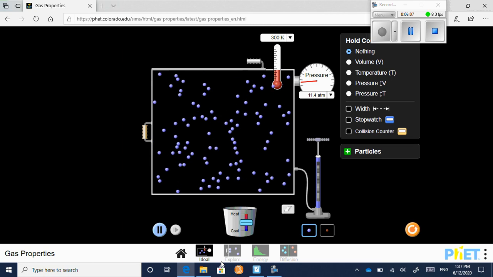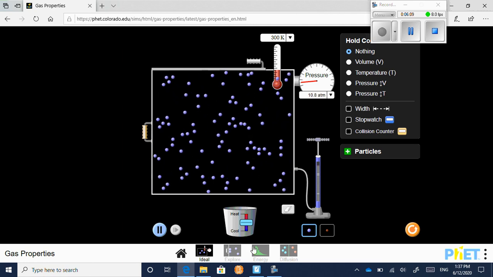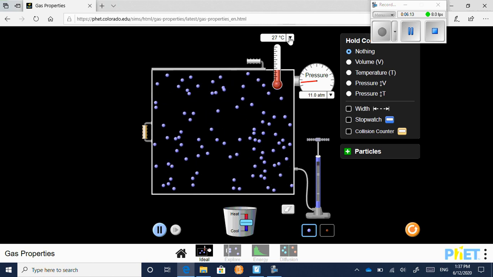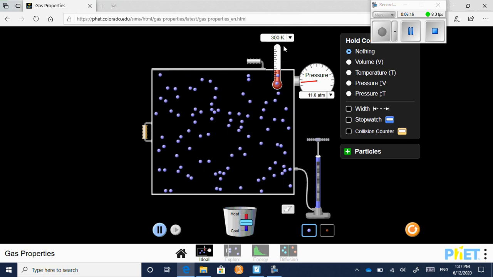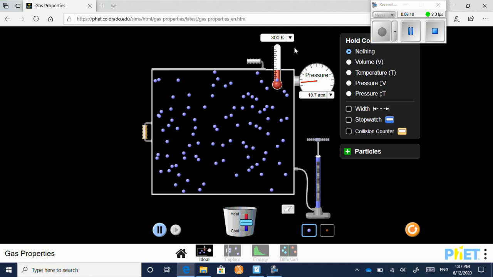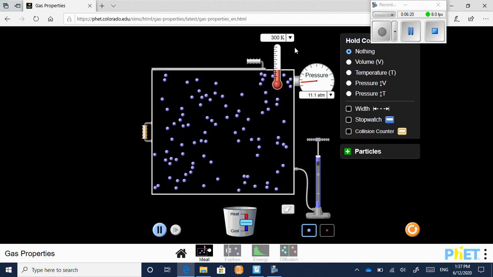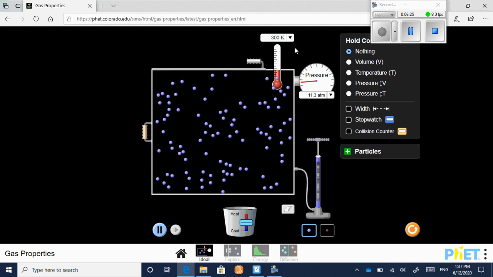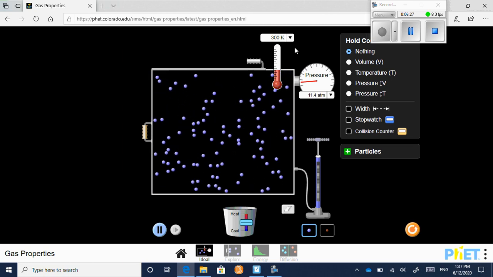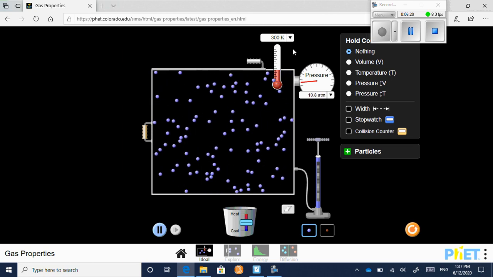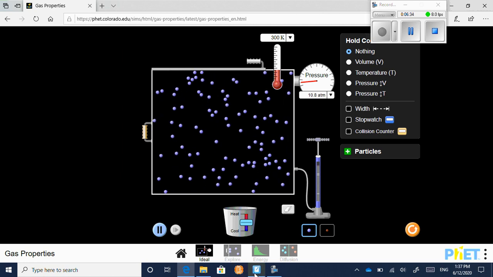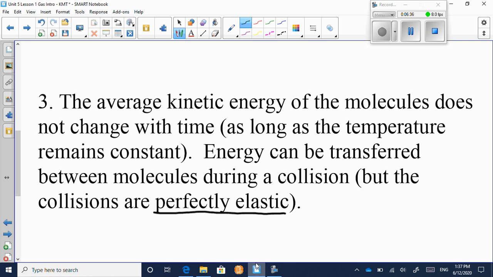As long as the temperature of this container doesn't change, and look at this, I've set it at 27 degrees Celsius or 300 Kelvin. I'll talk about those in a minute. But as long as that temperature remains the same, these particles are going to continue moving forever. They're going to continue transferring energy around, but essentially they will travel forever like this. Okay, so that's what this third one says. The average kinetic energy does not change with time.